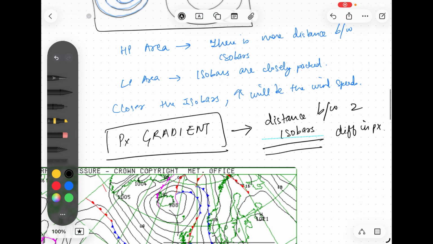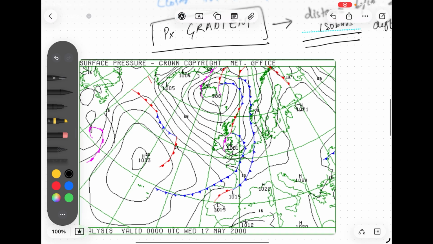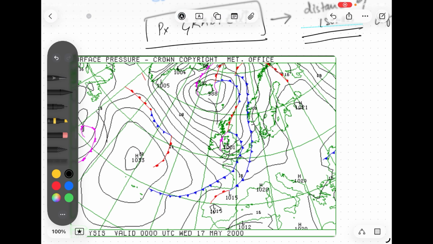Okay. Now this is how a surface pressure chart looks. So this is an area of high pressure, this is an area of low pressure. You will see that the distance is less in a low pressure area, whereas from here to here the distance is much more, right? So the wind speed is higher in the low pressure zone, and in the high pressure zone the winds are comparatively lower, right?